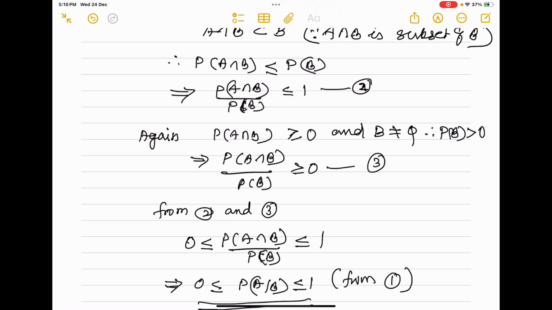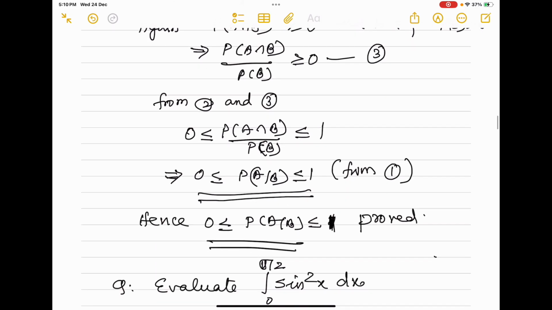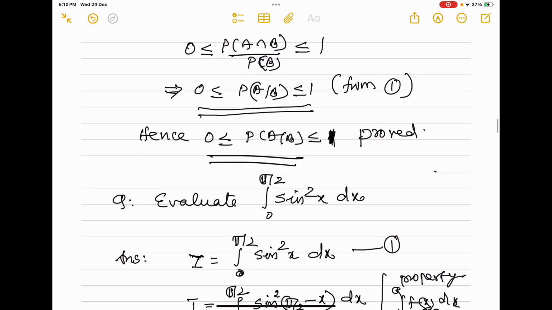From 2 and 3, we combine these two results. Combining means we write it in order. Here in this third equation, it is 0 less than or equal to P of A intersection B by P of B, and it is also less than or equal to 1. Then instead of P of A intersection B by P of B, you put P of A given B from equation number 1. So 0 less than or equal to P of A given B less than or equal to 1. Hence it is proved.